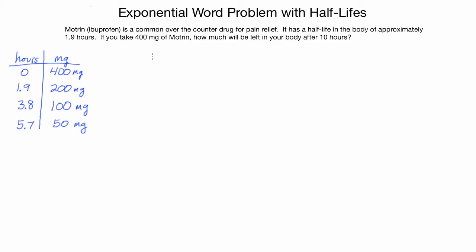But what we want to do now is write an exponential function that'll let us calculate, based on any hours, not just these nice convenient ones, but after 10 hours, exactly how many milligrams are left in our body. So let's talk a little more about half-life and how to use an exponential function. For half-life, there are a lot of different types of formulas. I'm going to use this one right here.